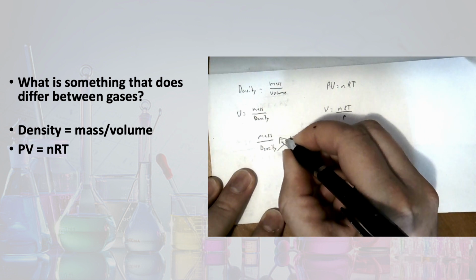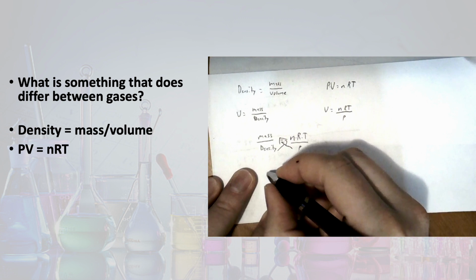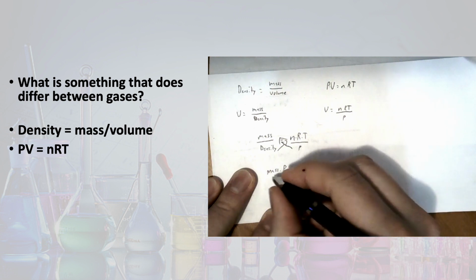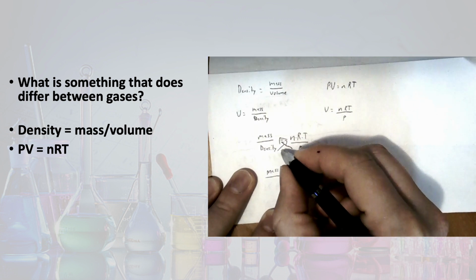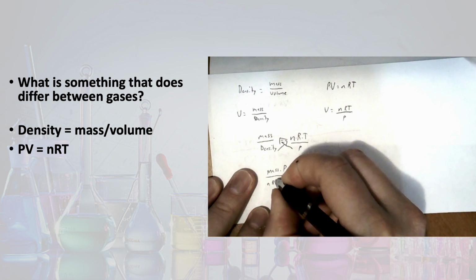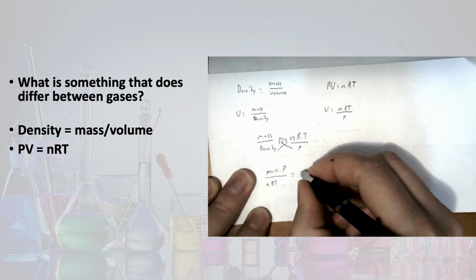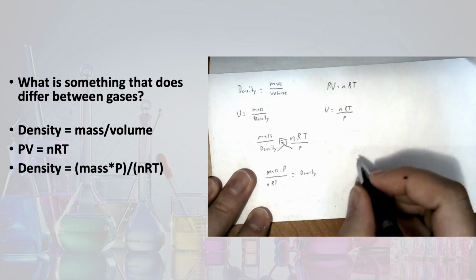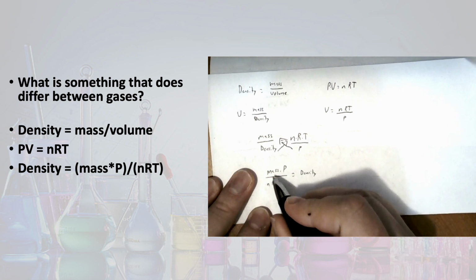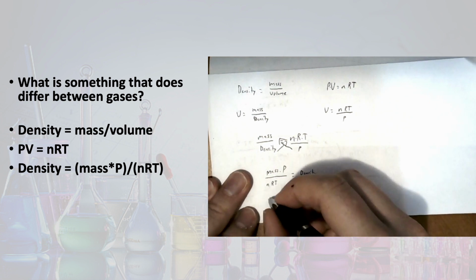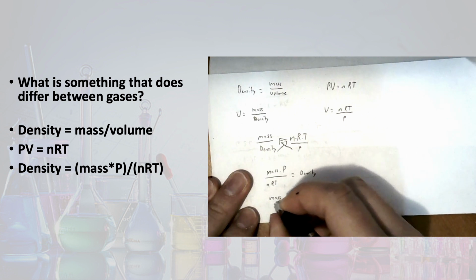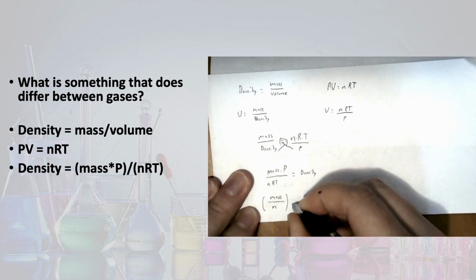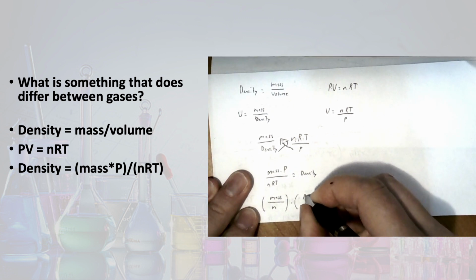If we then set those equations equal to each other, right, volume equals volume, and cross multiply, we will get mass times pressure divided by nRT will actually equal the density of our gas. Right, so density equals mass times pressure divided by nRT. We can take this one step further actually. If we separate mass divided by the number of moles of a gas, we now have the mass of a gas divided by the moles of gas times P over RT still equals density.